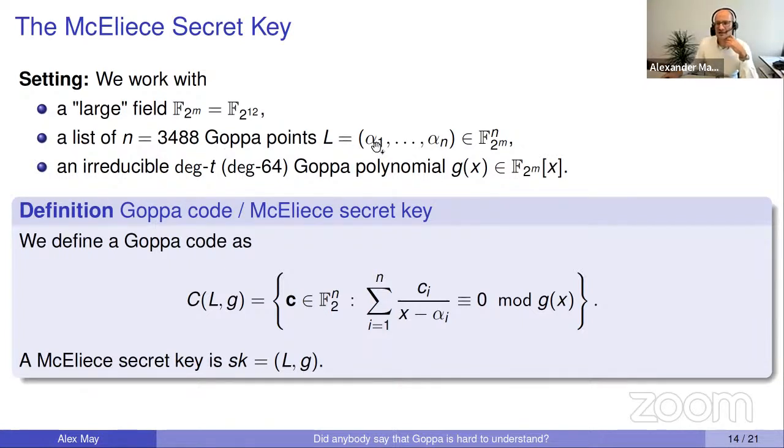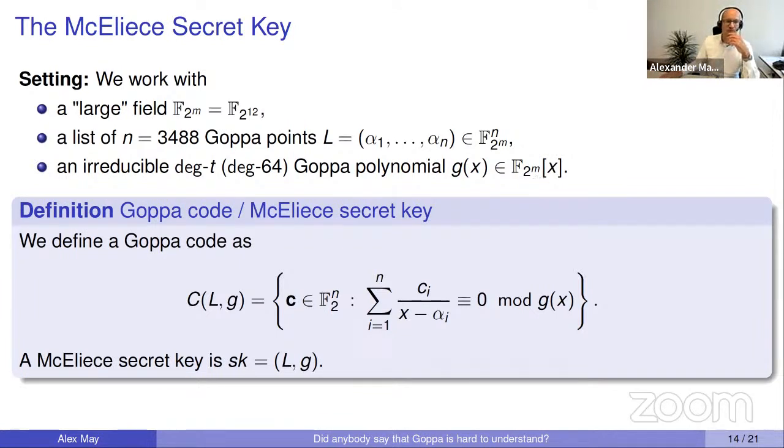And now I define Goppa points. They are called alpha i, and these Goppa points are from the large field. Each Goppa point is 12 bits. And now there's a second parameter t. We had t and m on the previous slide, you remember. Then I define an irreducible polynomial of degree t. In our case, t was 64, so the degree of my polynomial is 64. And this polynomial is called the Goppa polynomial g(x), and it also has coefficients in the large field. So is it clear so far? Any questions? I don't see any. Okay, good.